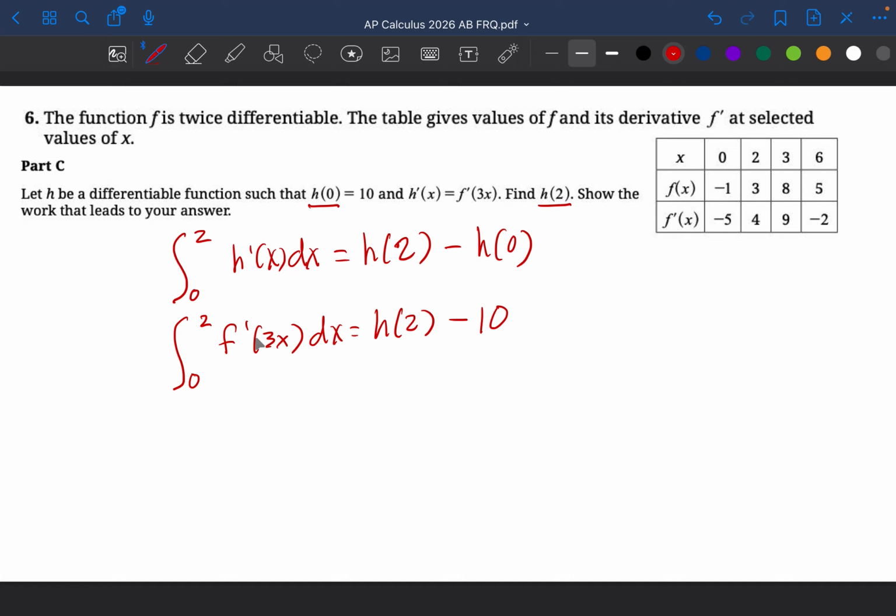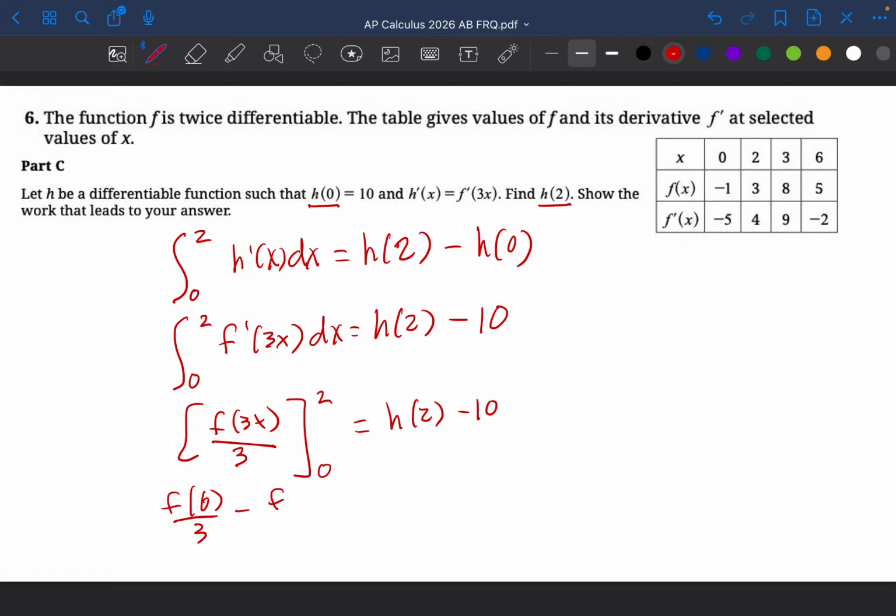So here what we have to do is we have to take the antiderivative. That's going to be f of 3x. But remember, because we do u substitution, that's chain rule backwards, we're going to end up dividing by 3. So that's h of 2 minus 10. Now, when we plug in 2, we have f of 6 over 3 minus f of 0 over 3.